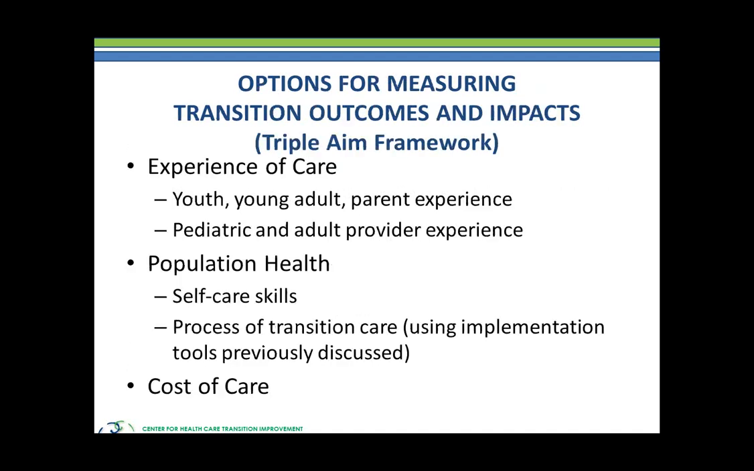So what are the options for measuring them that we've been looking at? We're thinking about experience of care, population health, and cost of care. In the experience of care, it's the youth, young adult, parent experience, and obviously provider experience. Population health is around self-skills, autonomy, and the process of transition care, and the cost of care. So next slide.